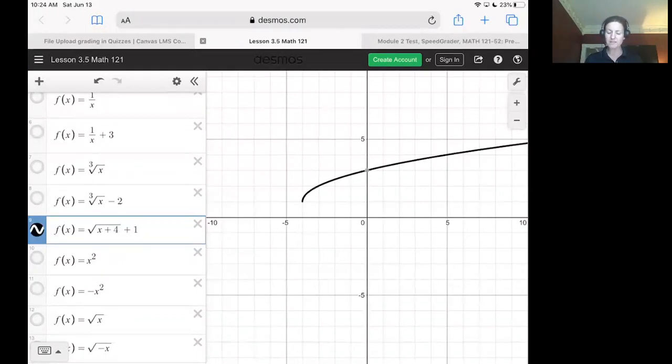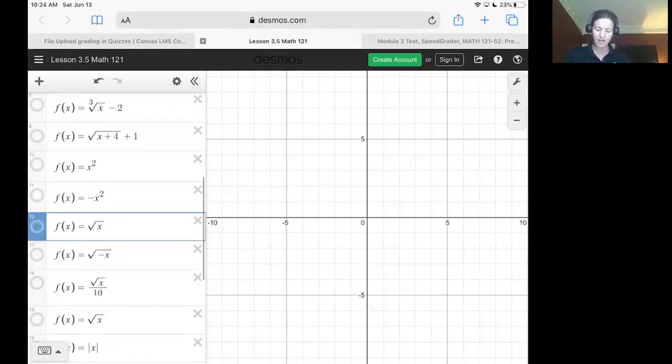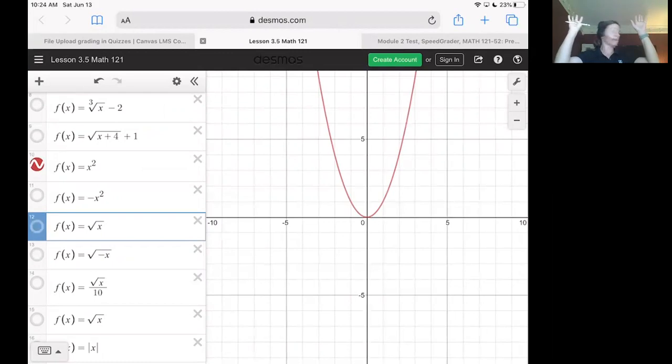All right, so now let's look at some reflections. Notice here, our parent function here is a parabola. It was an even exponent, so the hands are going to go in the same direction, okay? There's no right or left shift. There's no up or down shift because there's nothing inside the function or outside the function.